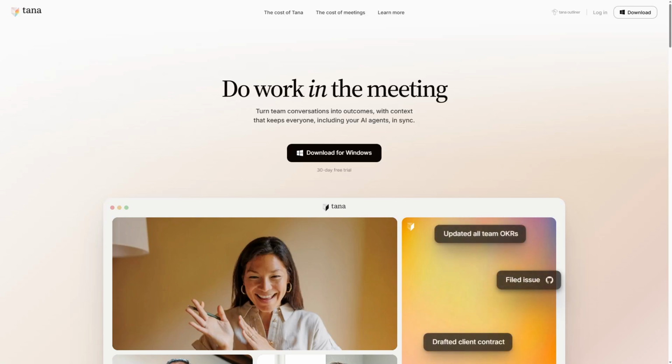Amplitude is a product analytics platform that promises to give you deep insights into user behavior, but does it really deliver on that promise? Today, I'm diving into what Amplitude offers and whether it's worth your time and money. Amplitude is designed to help businesses track user interactions and analyze data to improve product experiences.